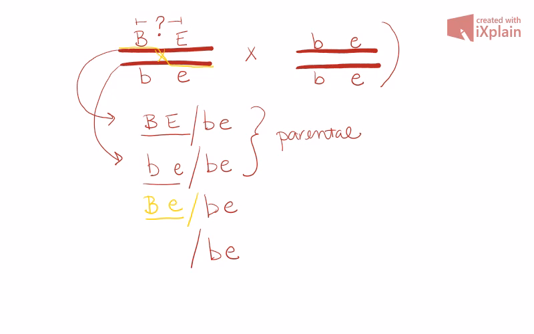Recombination is always a homologous exchange. So if I generate a dominant B recessive E chromosome, I also have to generate a recessive B dominant E chromosome. So these offspring would be the recombinants.